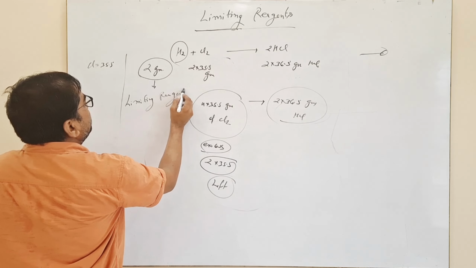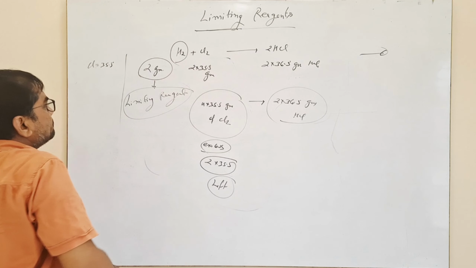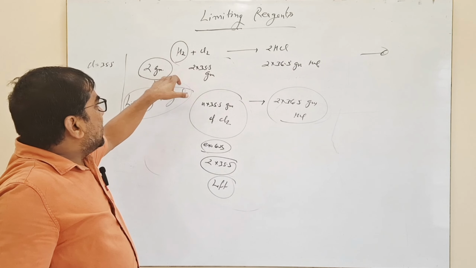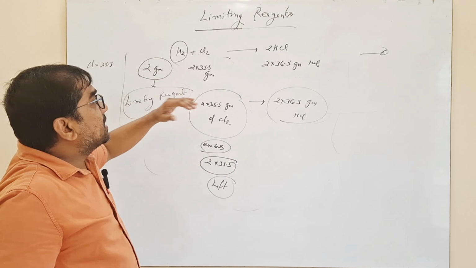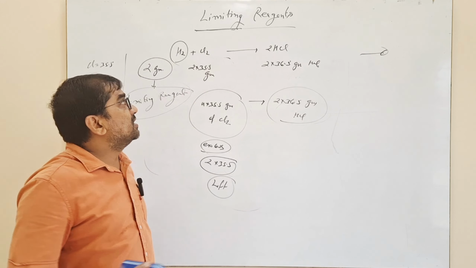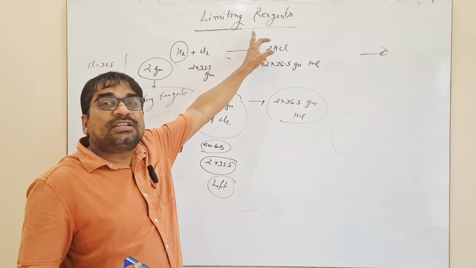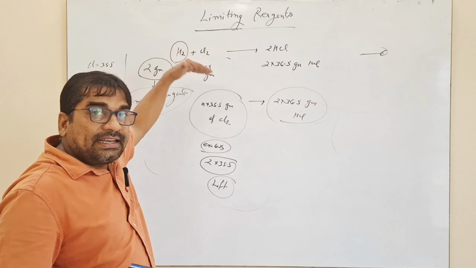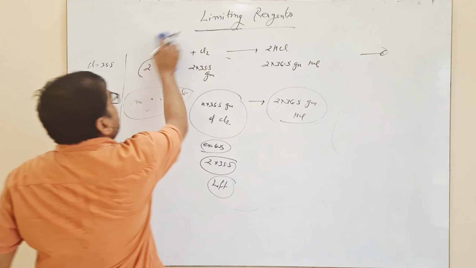So what is the definition? I repeat again. The reacting species that is completely consumed in a chemical reaction is called the limiting reagent of that reaction. Let's see another example.